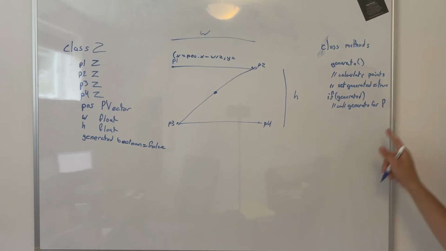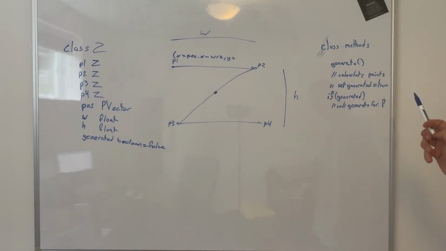I'll use capital P for points. Okay. I guess that's pretty much it for the generate method. We'll see if we are missing something, but I think that's pretty much it. So what else do we want in terms of methods? I think that's pretty much it.